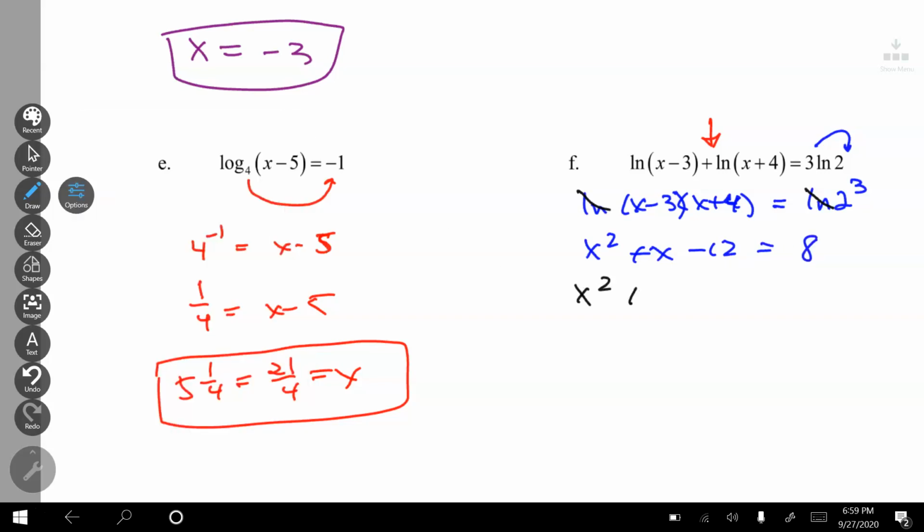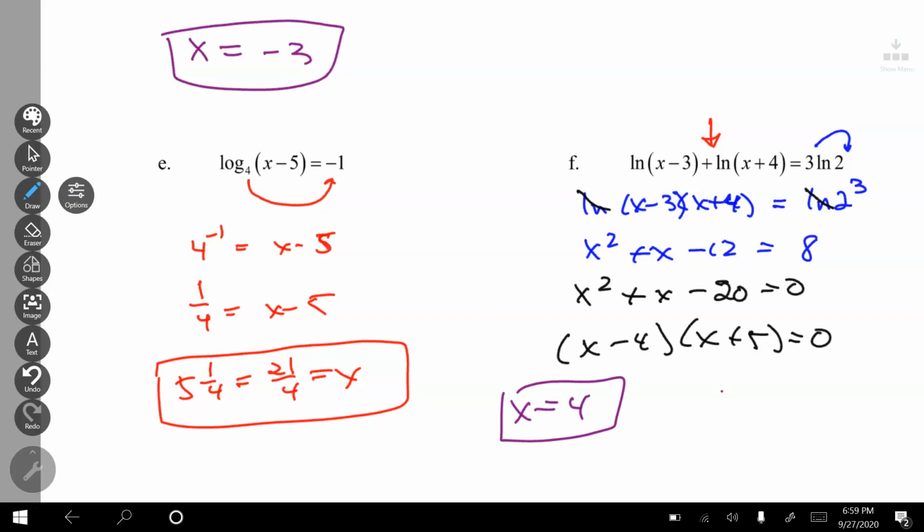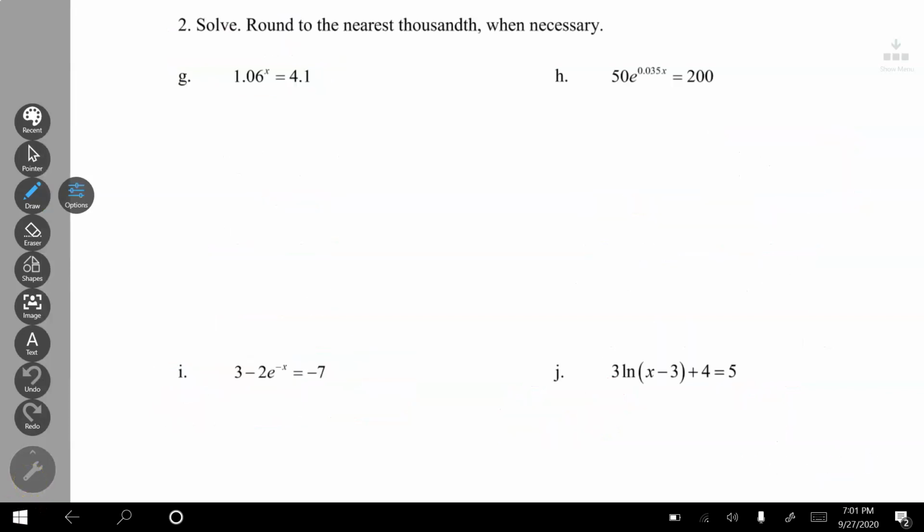x squared plus x minus 20 is equal to 0. (x minus 4)(x plus 5) is equal to 0. x equals 4, and x equals negative 5. That is extraneous. That cannot work in the original problem. These problems are going to work out algebraically, but at the end I'm going to use the calculator to get a decimal approximation for my result.